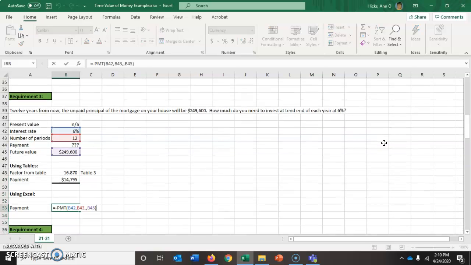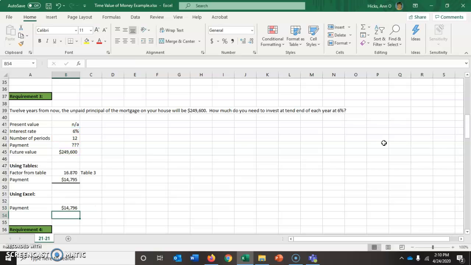Again, we can do this using Excel. We would do that using what is called the payment function. It works similarly to the future value and present value functions. You plug in the rate, the number of periods, and in this case the future value, which is what we have, and it will give us the payment.